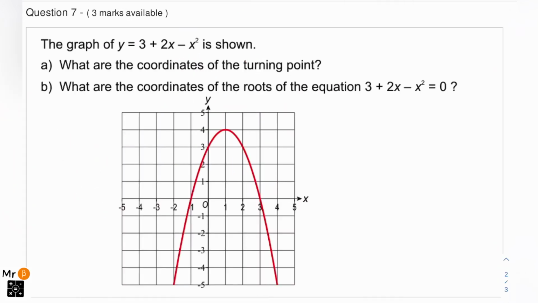Our final question wants to know the coordinates of the turning point. Again, we're looking at our maximum point, which in this case would be 1, 4. And then it wants to know the coordinates of the roots where it's equal to 0. Again, you can see that this is where our y is equal to 0, which in other words is just our x-axis. And we can read off our two values there. So we know x is equal to negative 1 and x is equal to 3.